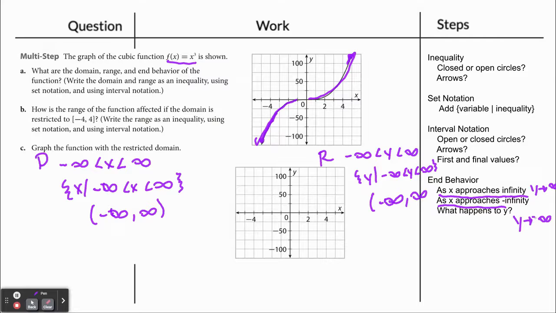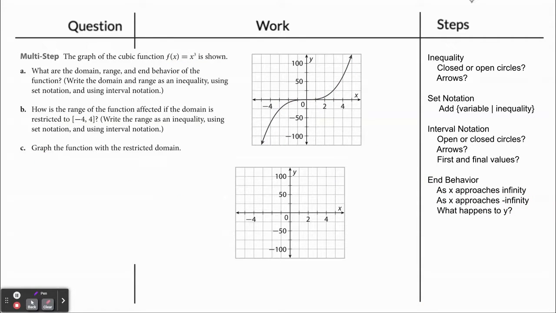So how is the range of this function... I'm going to go ahead and erase this really quick. How is the range of this function affected if we change the domain and restrict it to -4 to +4? So first of all, when we're restricting domain, remember it's just like we're looking through a spyglass and only seeing between these two lines here.